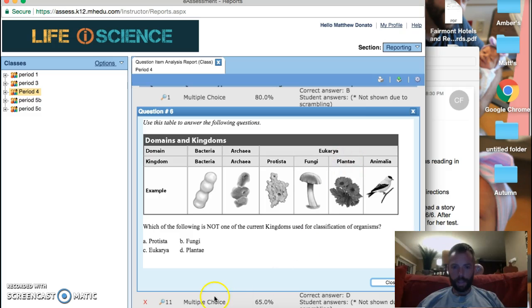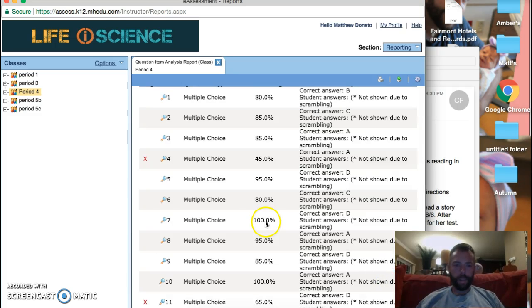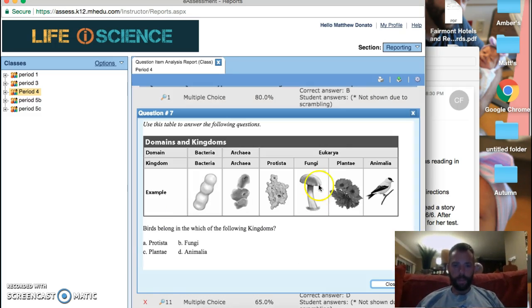Plantae is listed here as a kingdom, but Eukarya is not listed as a kingdom. Eukarya is listed as a domain, and we should know that Eukarya is one of the three domains that these four kingdoms belong to. All right, next one. Whoops, sorry, this is the next one.